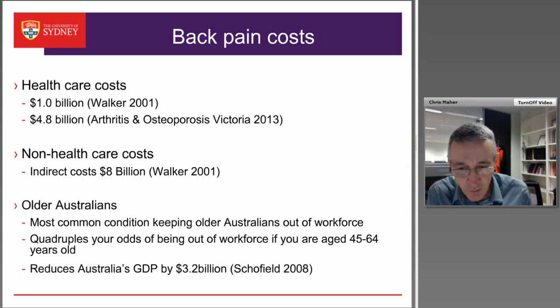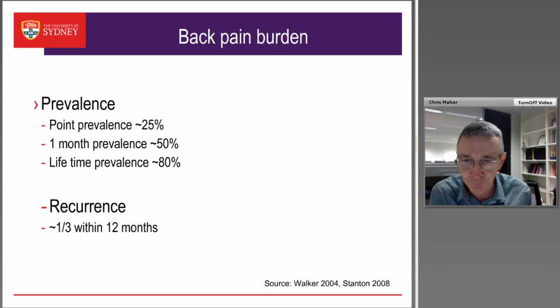The area that I've become more interested in recently as I've got older myself is the impact of back pain on older Australians, and something we forget about. But in terms of health reasons keeping older Australians out of the workforce, it's the number one condition. The second one is osteoarthritis, so quite important for the group sponsoring tonight's talk. And in terms of your risk of being out of the workforce, if you're aged 45 to 64, back pain quadruples your odds of being out of the workforce, and that problem reduces Australia's GDP by about $3 billion per year. So it's a really big ticket item.